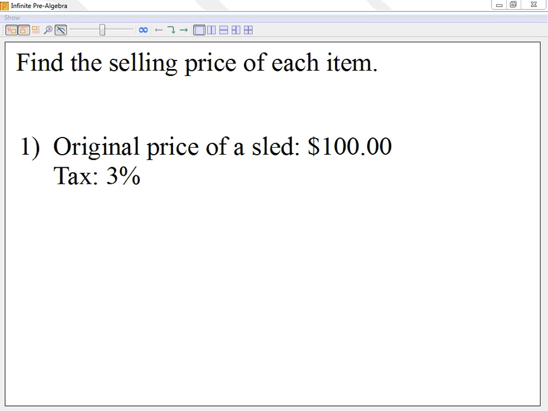Alright guys, so let me take a look at today's work. We're looking at taxes. Taxes is the most common markup that we see, or at least that we find out.